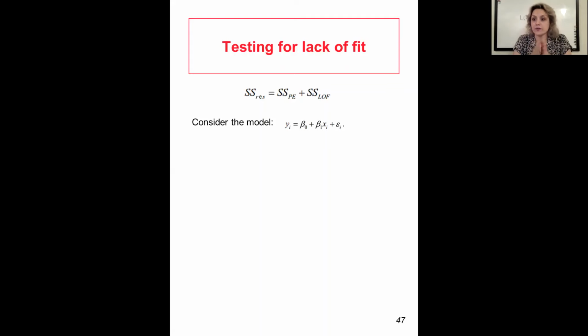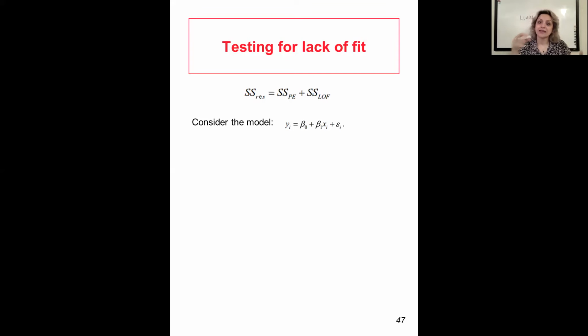Pure error comes from the replication, and we are going to learn about it in later chapters. And lack of fit comes from the model that we have. So let's consider this model: y = beta null plus beta 1 x plus epsilon i, right? If I remove one of these parameters, say that we had plus beta 1 times beta 2 x2 as well, for example, if I were removing one of these parameters, then I would have the lack of fit.